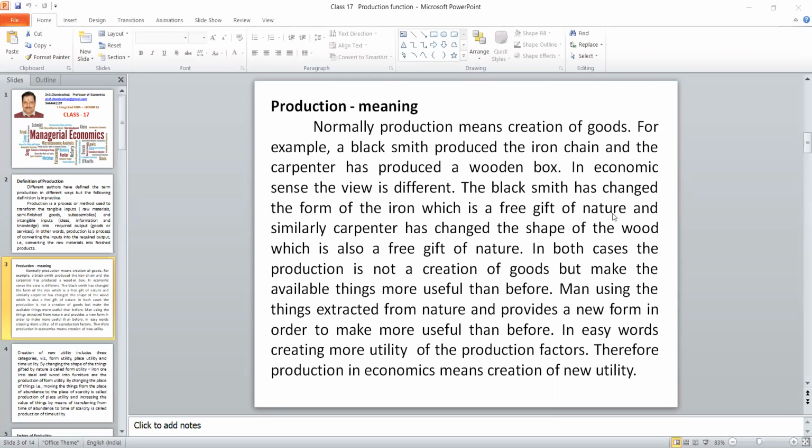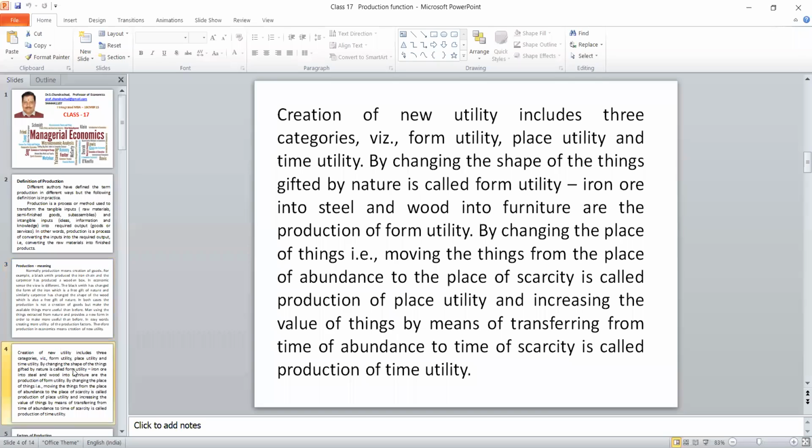Suppose a product is produced for a particular purpose, it can be used for other purposes also. It is considered to be a new product only for that particular field. So that is why a normal view is different from the economic view. Creation of a new utility includes three categories. What are the three categories? One is form utility, place utility, and time utility. Based on these three only, we are going to list out what counts as production.